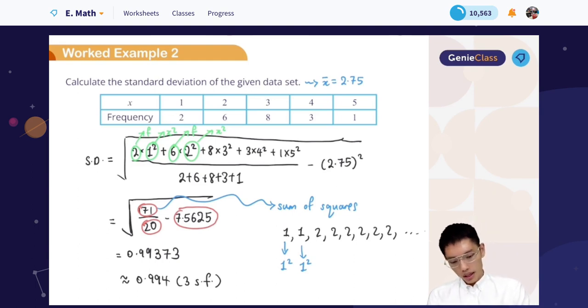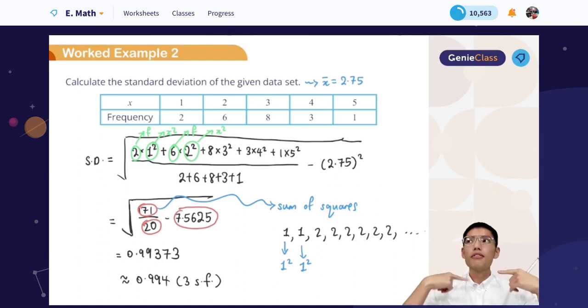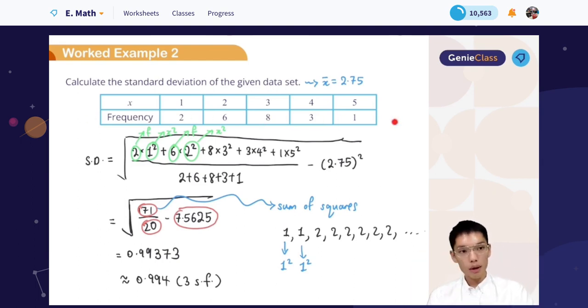Okay, so you realize with the first formula, without the frequency given, I'll just do 1 square plus 1 square, right? But take note, I have the frequency given. So there are 2 of 1s, but I want to find out the sum of the squares of these values. So what I do is 2 times 1 square. So that's why I don't square the frequency.